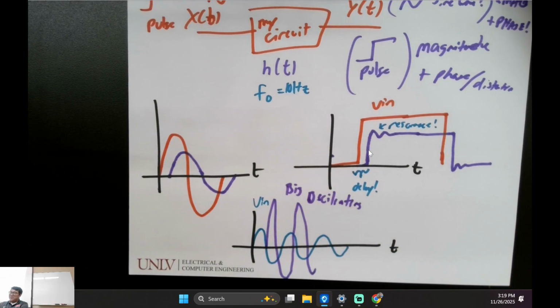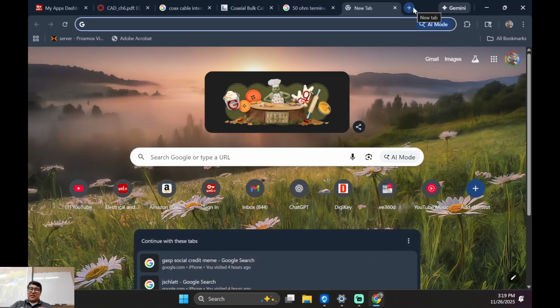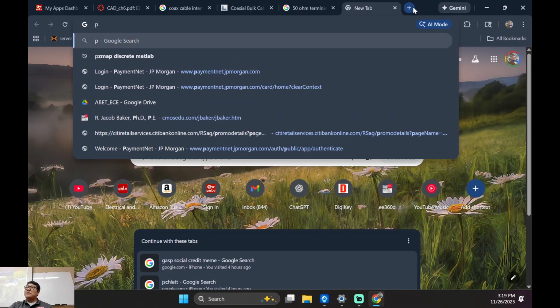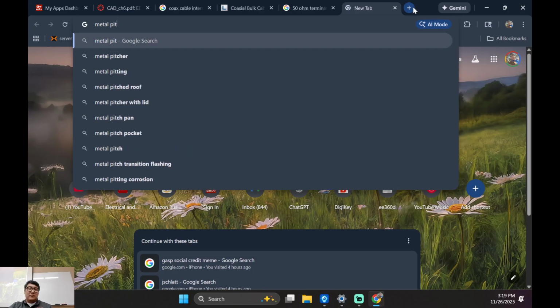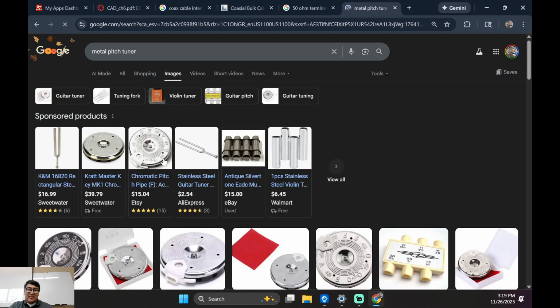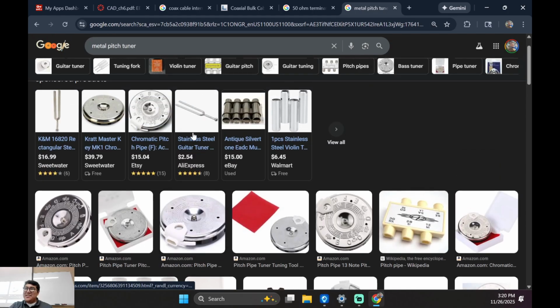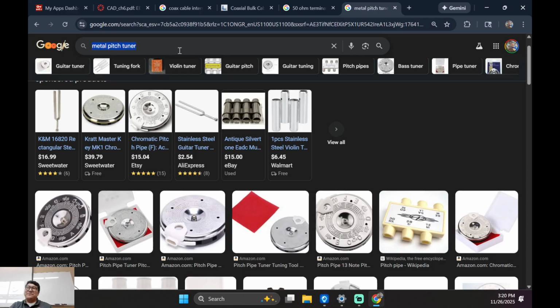So have you ever played with these metal tuners that make a pitch, right? Have you guys heard of those things or seen them? Yeah, what do you call it? Not that. There, these tuning forks. Yeah.